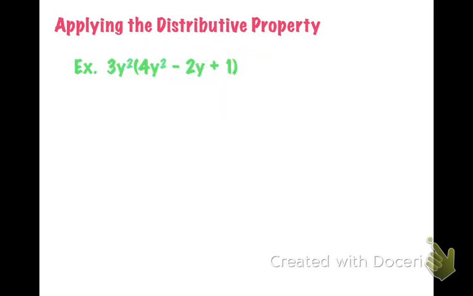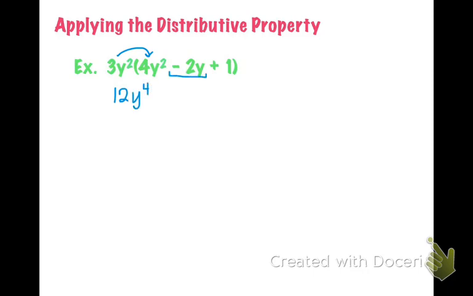Here's a second example. Very similar idea. You might want to pause this and try to work this one out on your own. But when we go ahead and do this, we're going to multiply. 3 times 4 is 12. Y squared times y squared is y to the fourth.